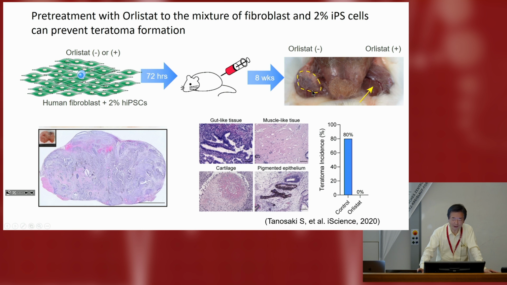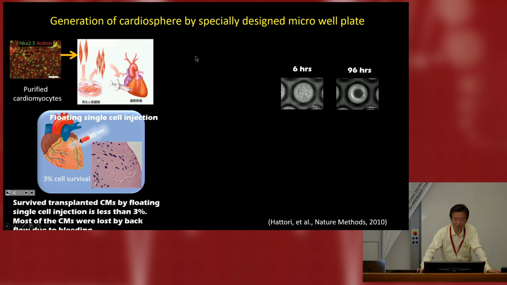These orlistat-untreated cells form teratoma like this. The teratoma formation percent is 80%, but in the orlistat-treated group, there is no teratoma, indicating that pretreatment with orlistat to the mixture of fibroblasts and 2% iPS cells can prevent teratoma formation. So orlistat can be used generally for regenerative medicine, not only cardiomyocyte.